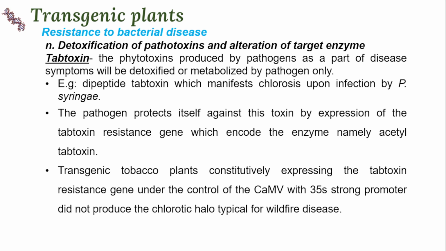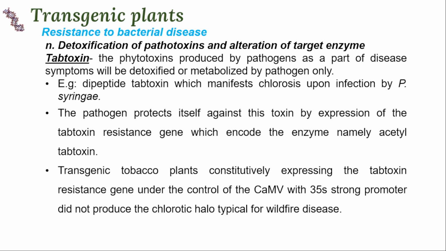So the next mechanism is called detoxification of pathotoxins and alteration of target enzymes. In this mechanism, whatever toxin is produced from the pathogen will be targeted. The same toxin that is produced from the bacteria, in their own cell, they have a neutralizing mechanism, remember. So the toxin will be neutralized, right? Take an example: tabtoxin is mainly released from a pathogen called Pseudomonas syringae.